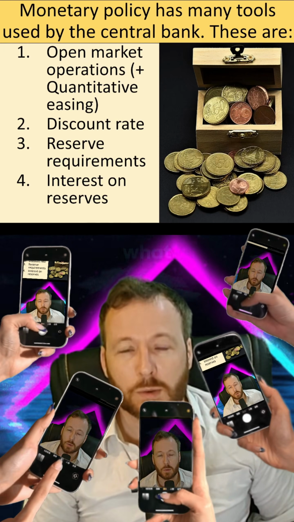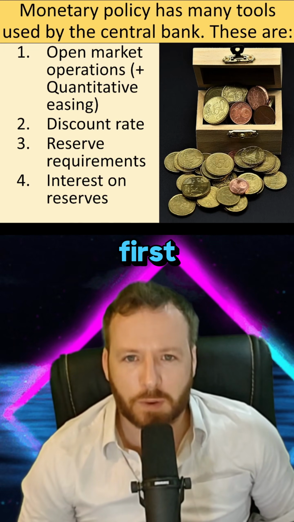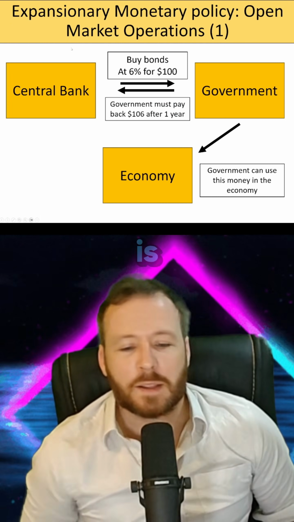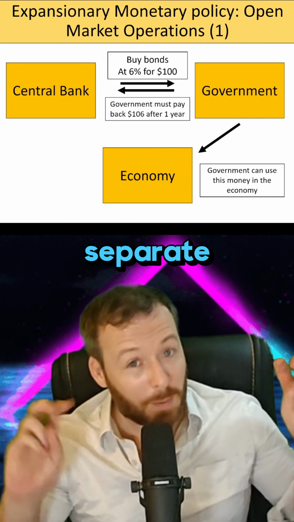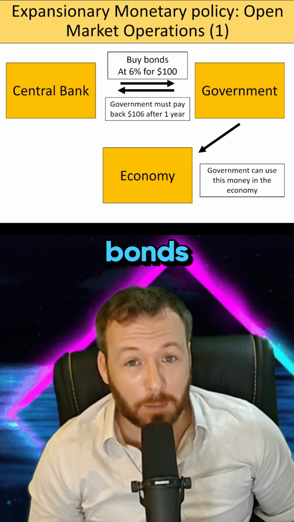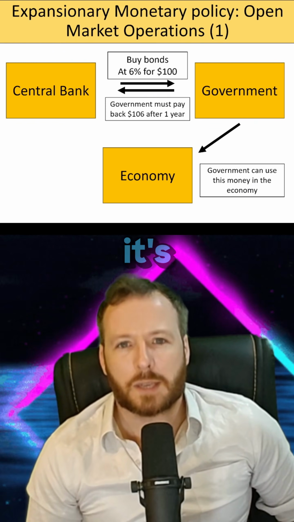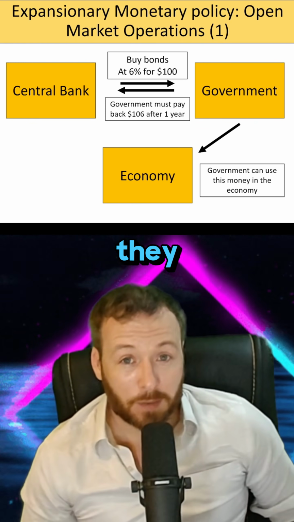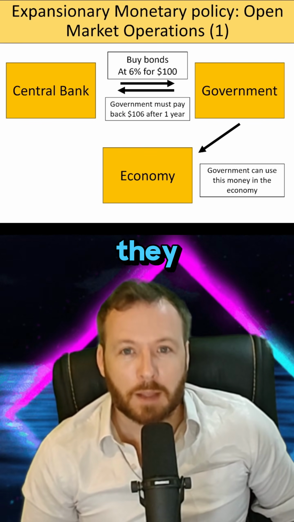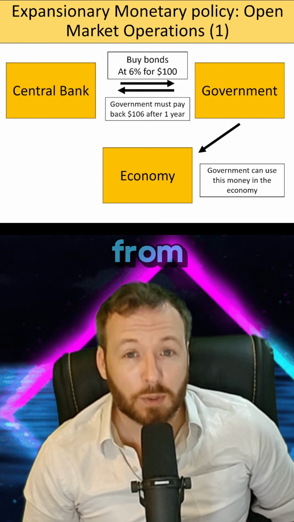Monetary policy tools, what are they all about? So, first we have open market operations. This is basically the central bank, which is separate to the government, buying and selling bonds on the open market. Basically, it's like Monopoly. The central bank can go boop and create money. They can use this money then to buy bonds from the government.